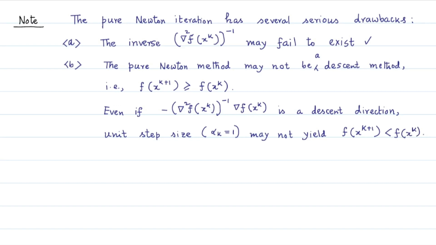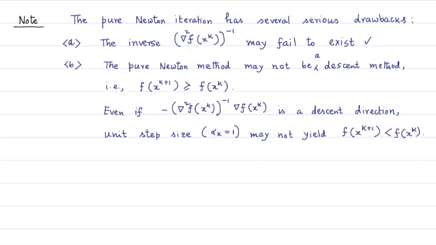Here, this method not having a descent property in optimization is really a serious issue. But fortunately, it is possible to modify this pure Newton method such that this descent property holds. We will shortly see a modification called the damped Newton method, in which we shall see how to choose a step length for which you will have this descent property.